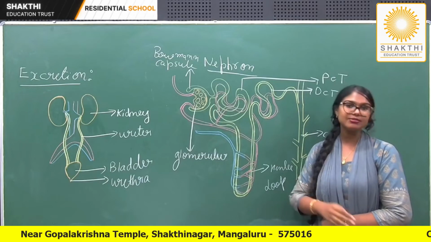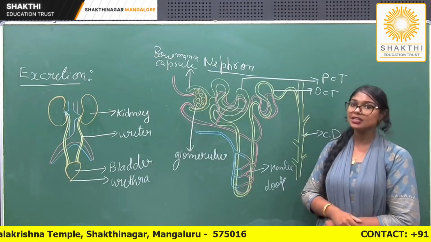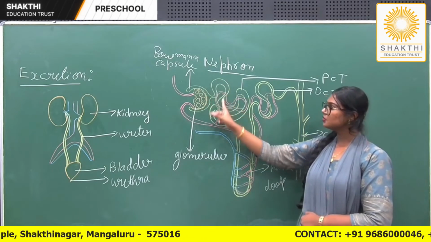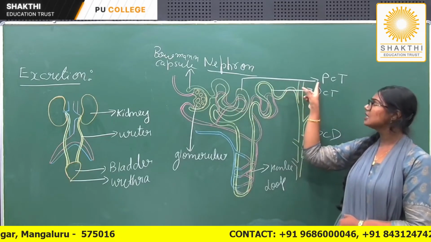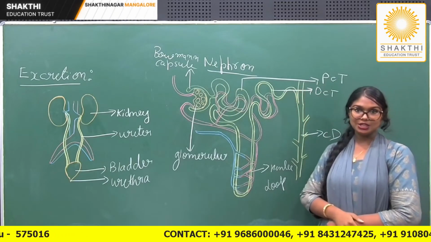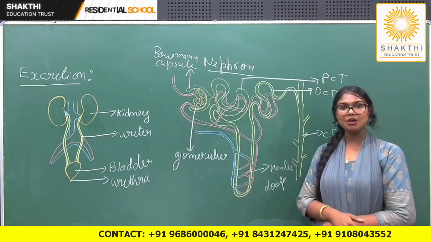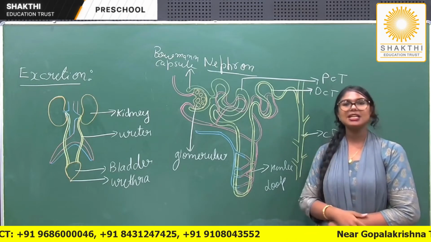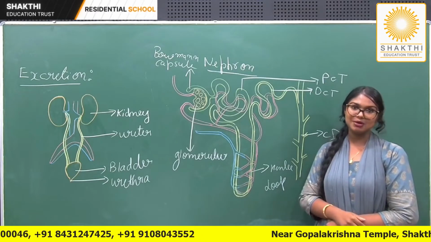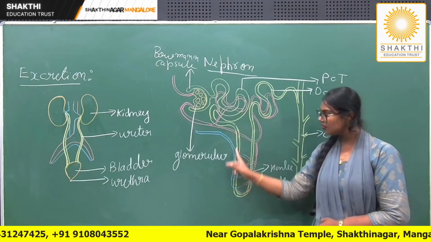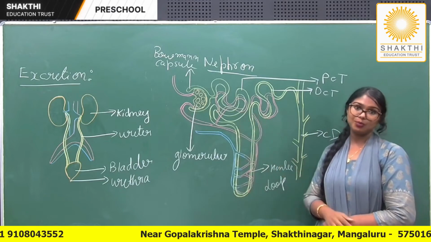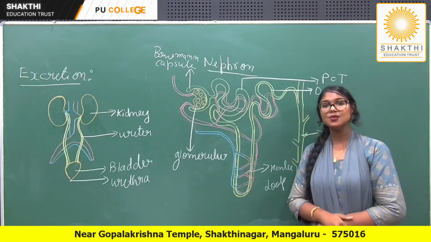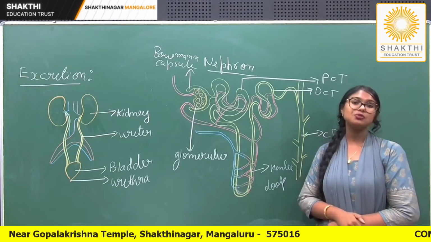After ultrafiltration in the glomerulus, the urine is passed to this system which is called the proximal convoluted tubule. In the proximal convoluted tubule, reabsorption happens, secretion happens, which we will not worry about. From there, the urine goes to the Henle's loop. Now, in the Henle's loop, concentration of urine takes place.